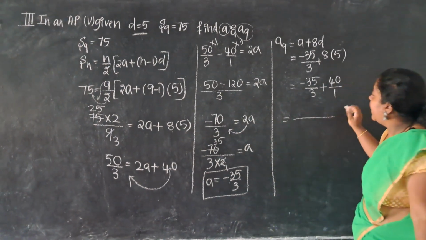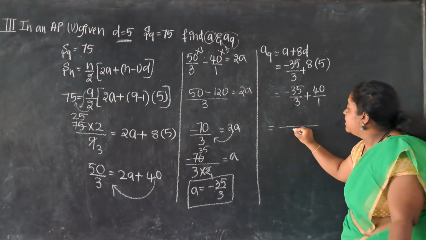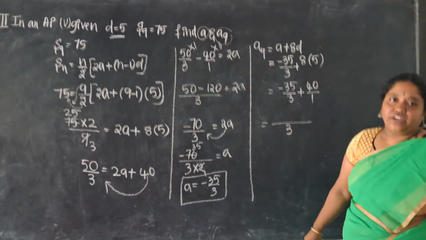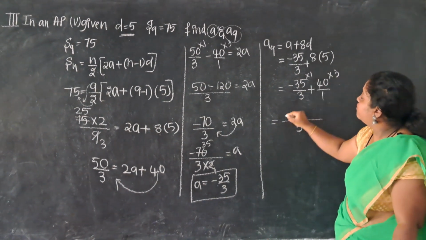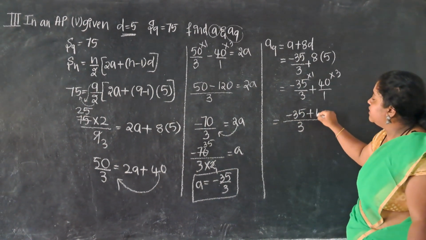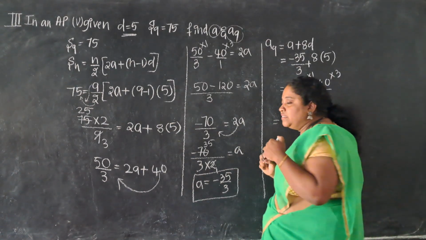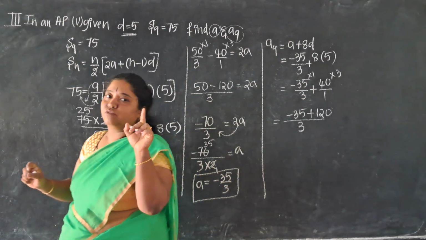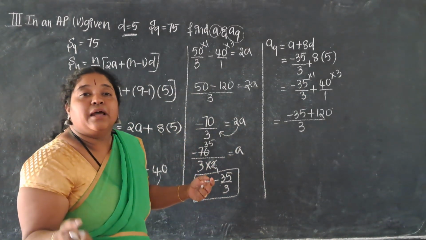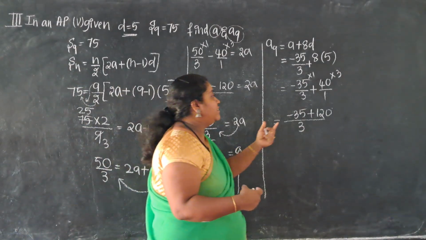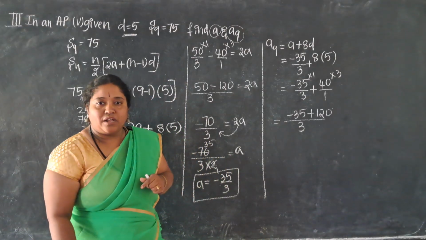So now how to simplify? First take the LCM of the denominator. What is the LCM of the denominator? 3 and 1 is there. 3 is the LCM of the denominator. 3 1s are 3, 1 3s are 3, 35 1s are 35, 40 3s are 120. Okay, again you got into a situation where I have two numbers, one is positive and another one is negative. Quickly tell me what we should do. Bigger number minus smaller number. Which is the bigger number? 120 is the bigger number. Which is the smaller number? 35 is the smaller number.